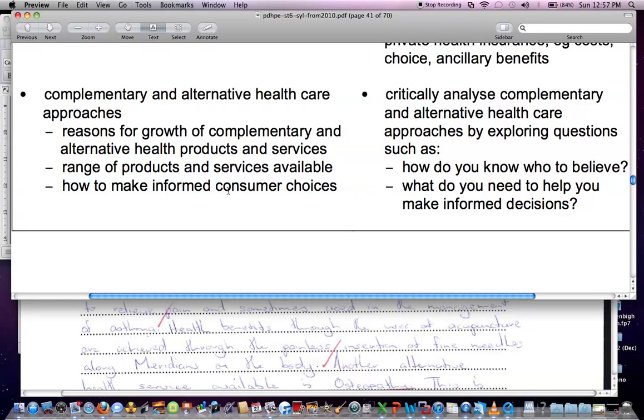So students should have known that for this question, they were going to get a 6-mark question purely based on the range of products and services available. So overall, I think it's a very, very simple question because we've taken out the 2 other parts of the syllabus that weren't going to be required. You knew exactly what you were going to get.